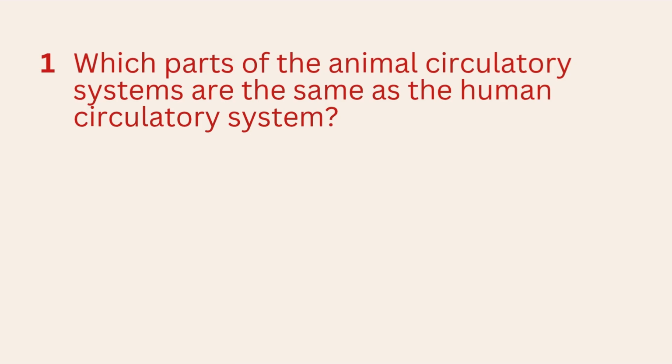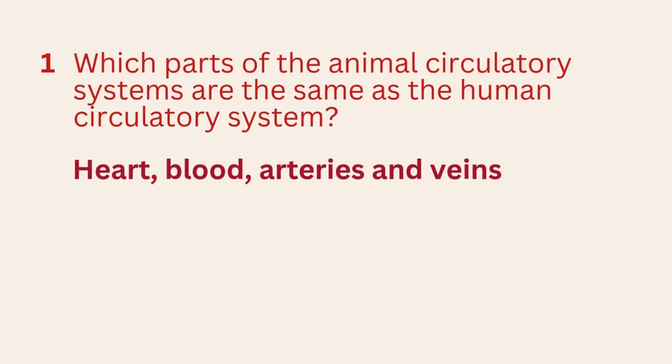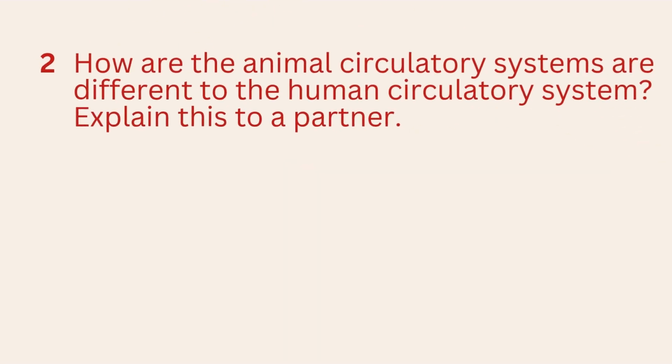Question 1. Which parts of the animal circulatory systems are the same as the human circulatory system? Heart, blood, arteries, and veins. Question 2. How are the animal circulatory systems different to the human circulatory system? Explain this to a partner.